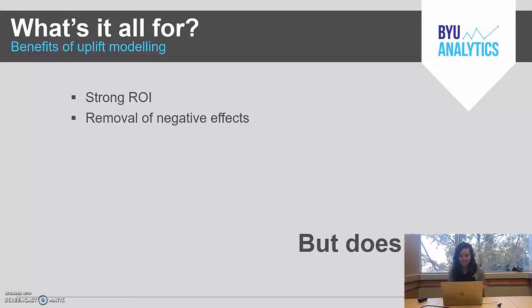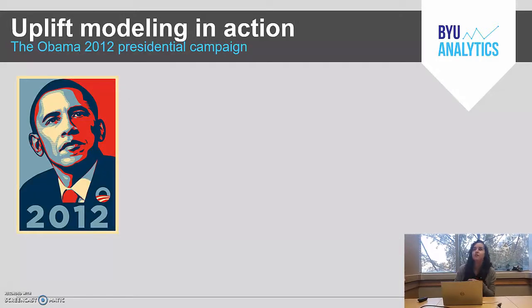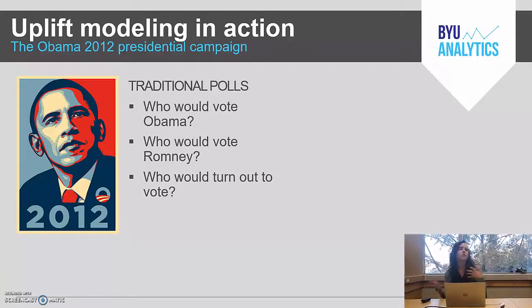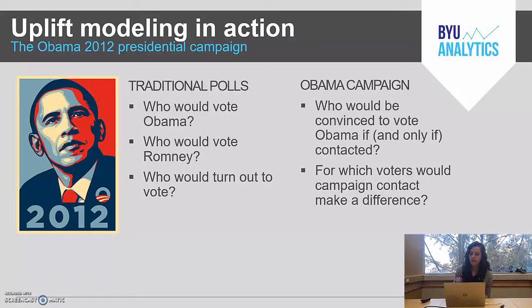But does it work? We're going to look at the 2012 presidential campaign. Obama was the first, at least recorded president to use uplift modeling in his campaign tactics. So traditional polling will just go out and ask people, would you vote for Obama? Would you vote for Romney? Would you even turn out to vote? And modeling wasn't about figuring out whether people were going to vote or who they were going to vote for. It was asking them, would you be convinced to vote for Obama if you were contacted? Or basically, what voters, if you contact them, would it make a difference in the campaign?